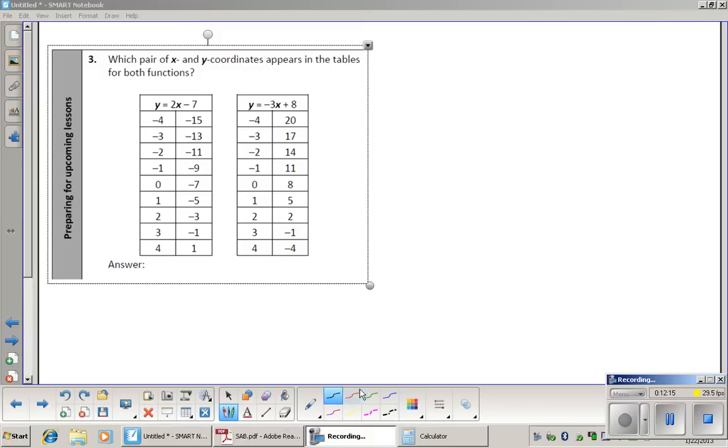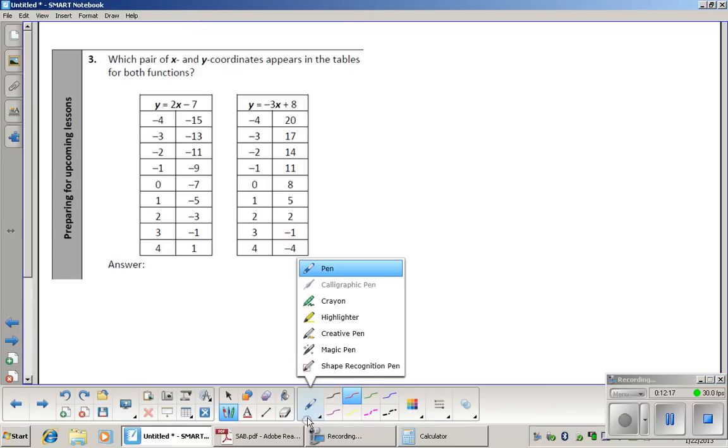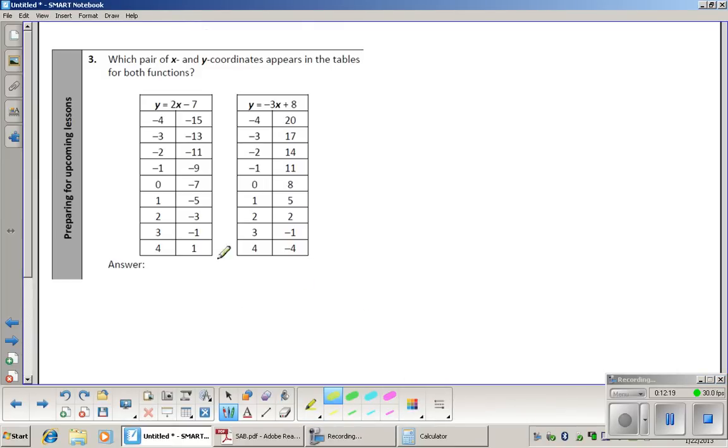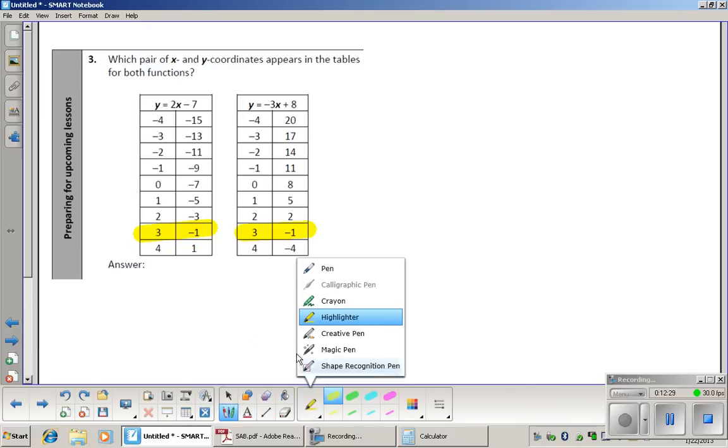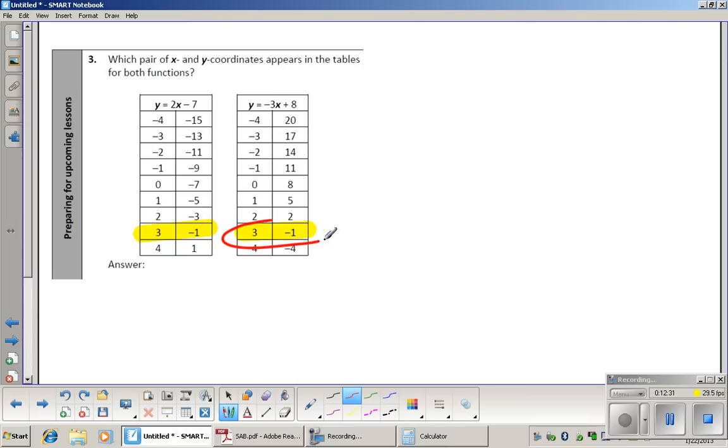It does occur in both. It happens right here at the 3. So 3, 1 actually does appear in both. So that's the one we're looking for. So just kind of keep in mind, you gotta be careful. It's easy to get blind looking at all these table values. But -3, -1, I'm sorry, +3, -1 is a value that occurs in both.